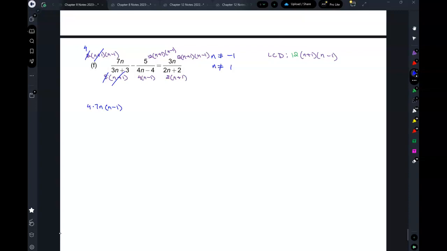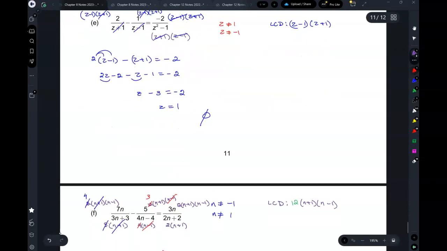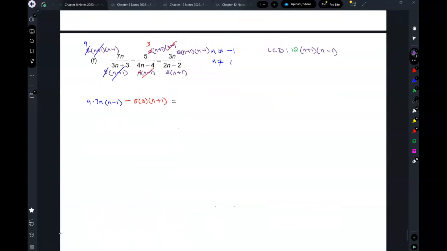Okay, here. Let me take another color here. So minus. The 4 and the 12 give me a 3. The n minus 1s go away. So what do I have left? 5 times 3 times n plus 1. Equal to. Okay, look, 7n is here. I just copied it over. And then this is the 5 that I just copied over.